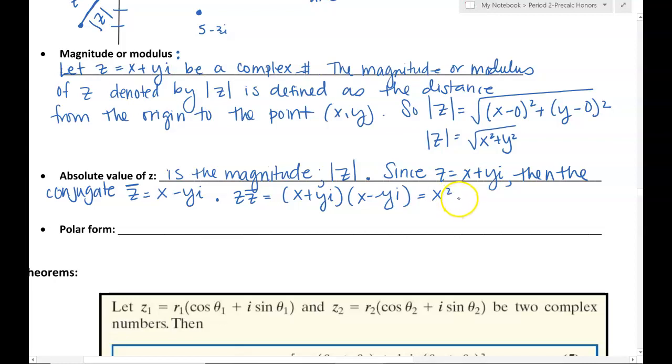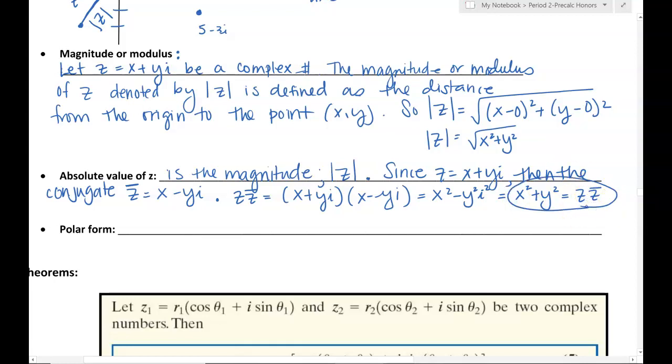Technically, this is minus y squared i squared, but i squared is -1. So this is really x squared plus y squared. Well, that equals z times z conjugate. So think of this equation for me.